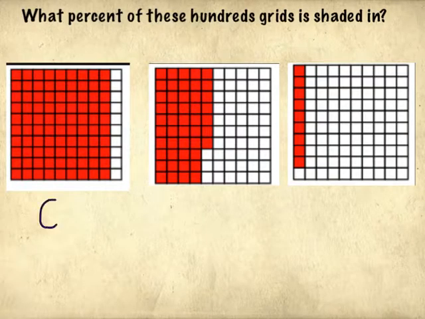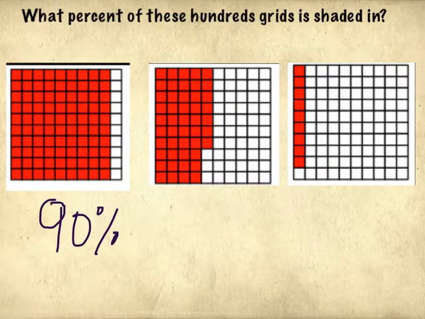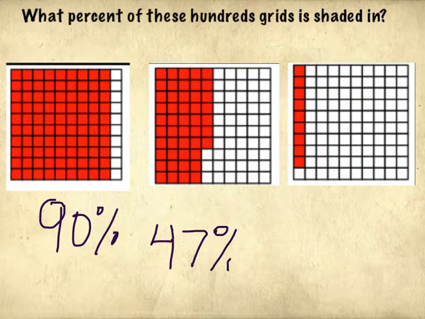But I could have also realized that if only one is not shaded in, it's 100 minus 10, so 90. On this one, 10, 20, 30, 40 is going to be my tens digit. And then my ones is going to be 1, 2, 3, 4, 5, 6, 7 pieces are shaded in. So 47% of that grid is shaded in.